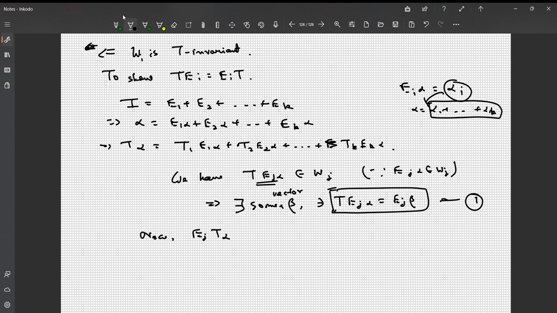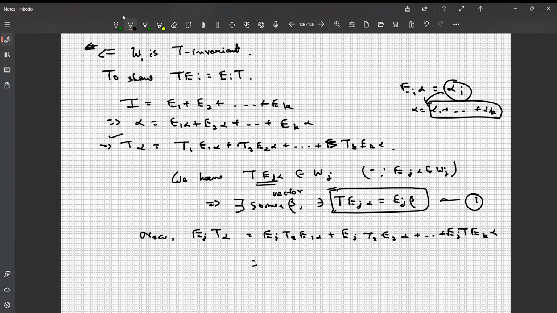So let this be 1. Now, what is Ej of T alpha? We restart from here again. So it's basically Ej T1 E1 alpha plus Ej T2 E2 alpha, and so on till Ej Tk Ek alpha. Right? This is what we have. Is it clear?